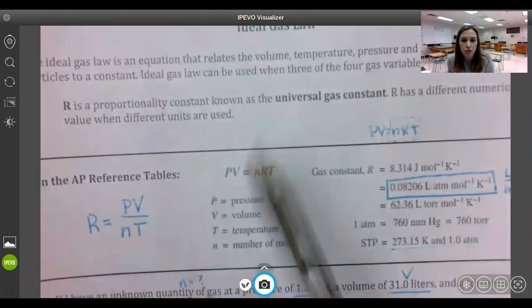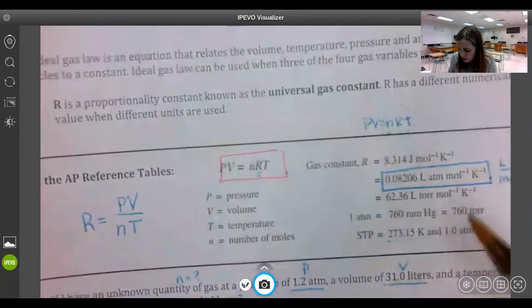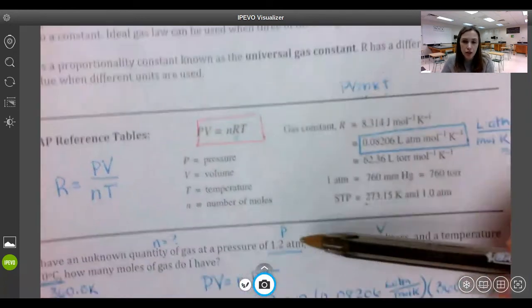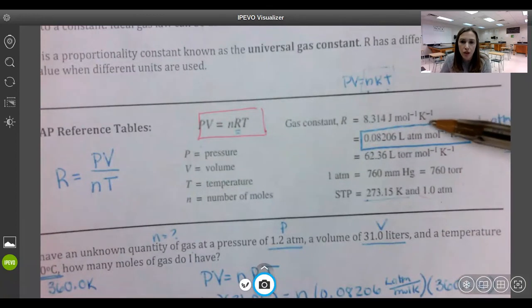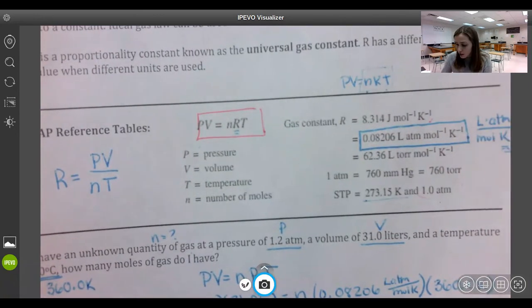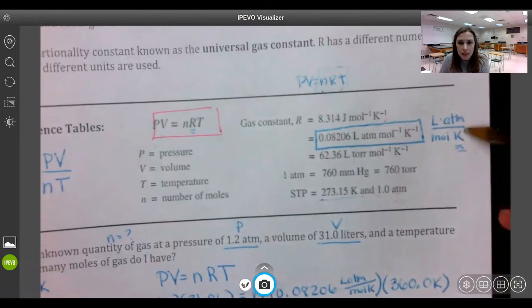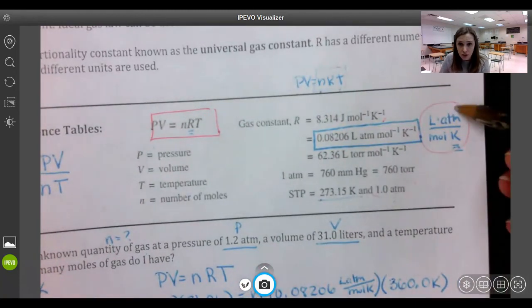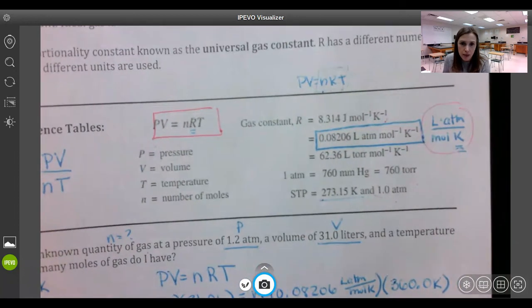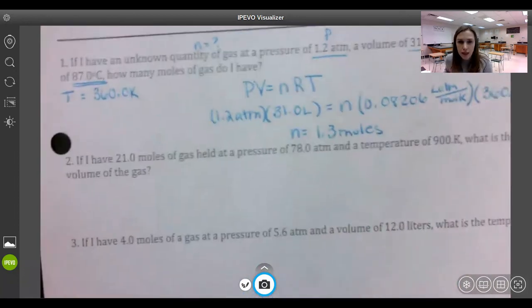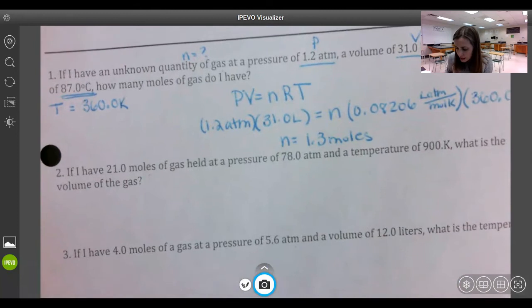So with this, we're going to be using this formula, which is on your AP reference tables. All the variables are defined for you down here. You're going to have some different R constants to pick from. For this unit right now, we're just going to be using this one here. And it's important when we do the ideal gas law that all the units match this because of that R constant being used.